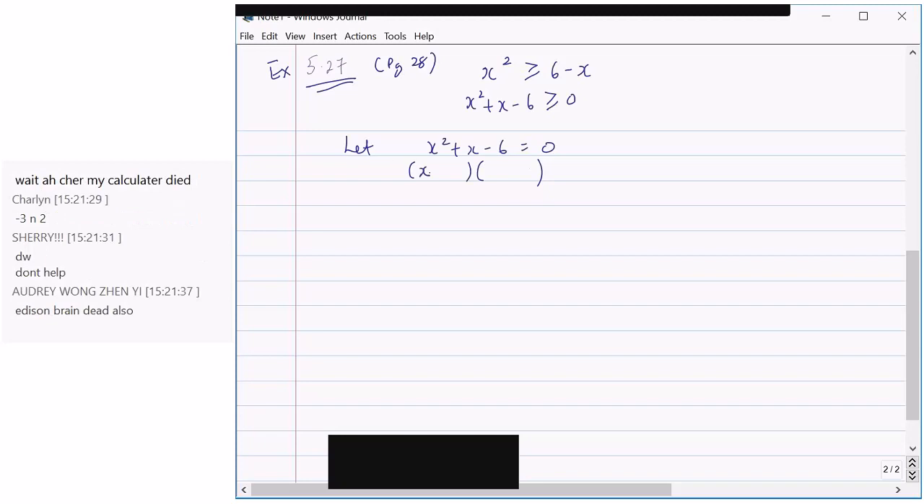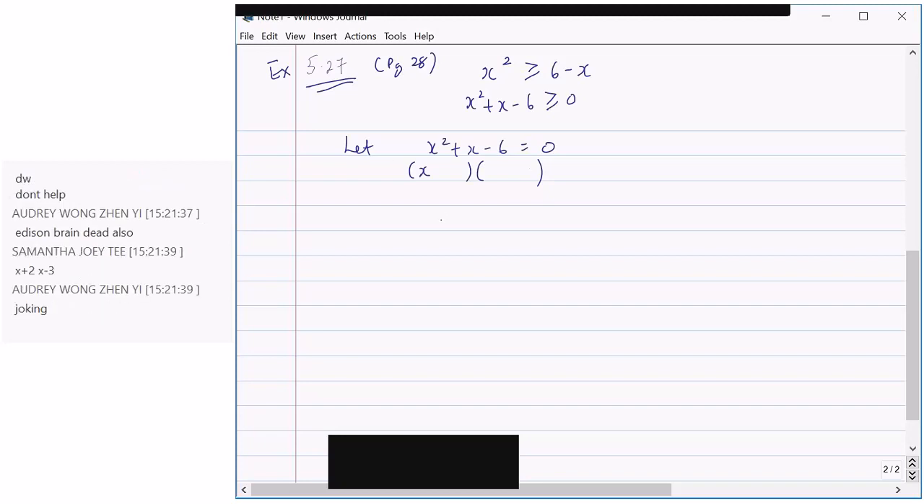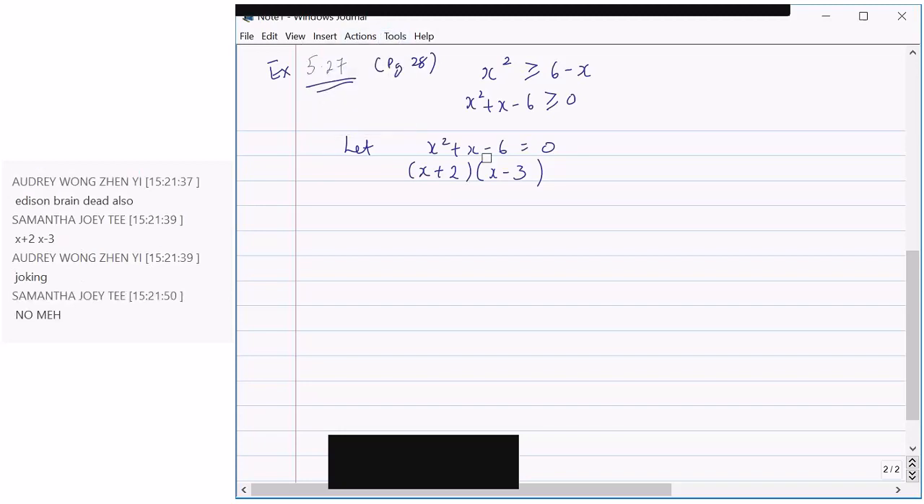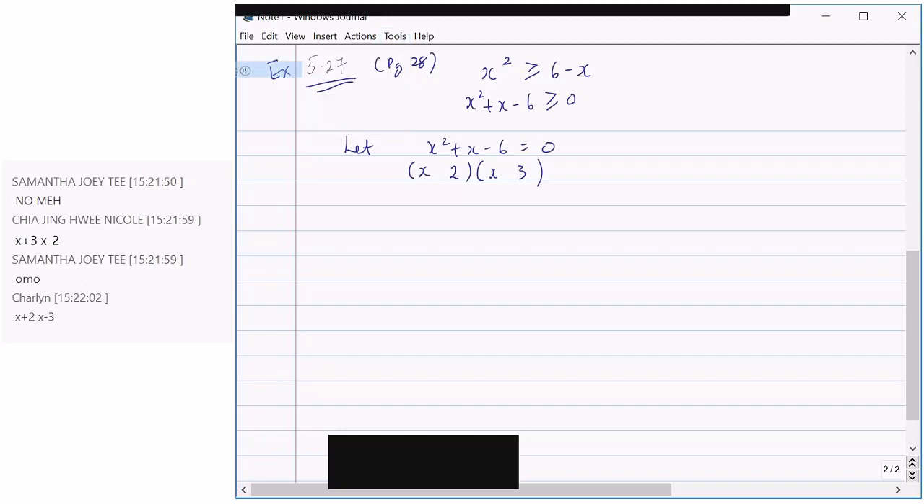X what? X plus 2, x minus 3. Correct or not? Not quite right. Wrong? No, because if you expand this, you get a negative x. You won't get a positive x. I need a positive x. What should it be? X plus 2, x negative 3. Isn't that the wrong answer just now? It should be x minus 2, x plus 3, right?